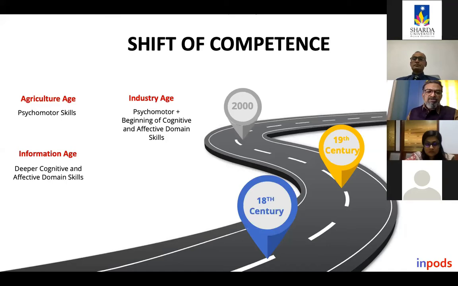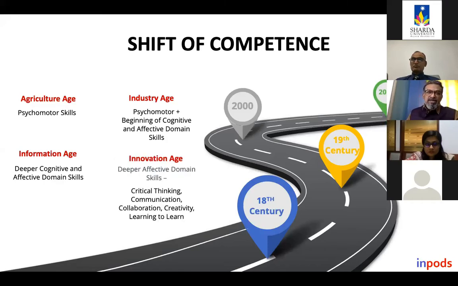In the information age, obviously, knowledge workers came to light, and they required deeper cognitive and affective domain skills to be able to work in that environment, and acquiring those skills became progressively important. What is likely to happen in the near future is going to be called the innovation age, in which critical thinking, communication, collaboration, creativity, and learning to learn are going to be more important. And that's why we may have to prepare the students for being able to do this. And obviously, the programs have to orient themselves towards these kinds of requirements of the future.